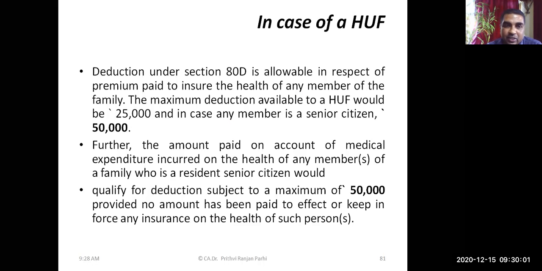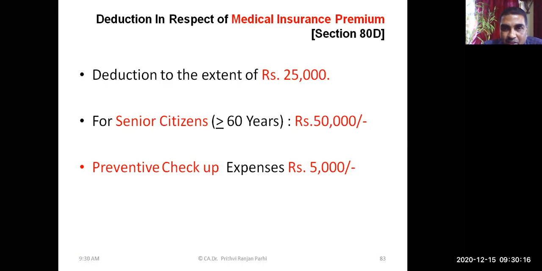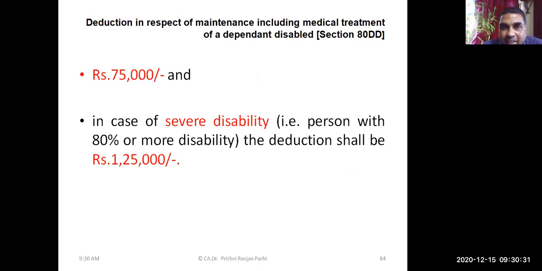So as I was telling you, HUF can also claim this benefit. Maximum amount 25,000 for any member and 50,000 for any member if he is a senior citizen. To summarize, let me tell you, deduction to the extent of 25,000 is allowed for anyone. For senior citizens, 50,000. Again, for preventive health checkup, 5,000 is allowed under section 80D. Okay, is it clear up to this?